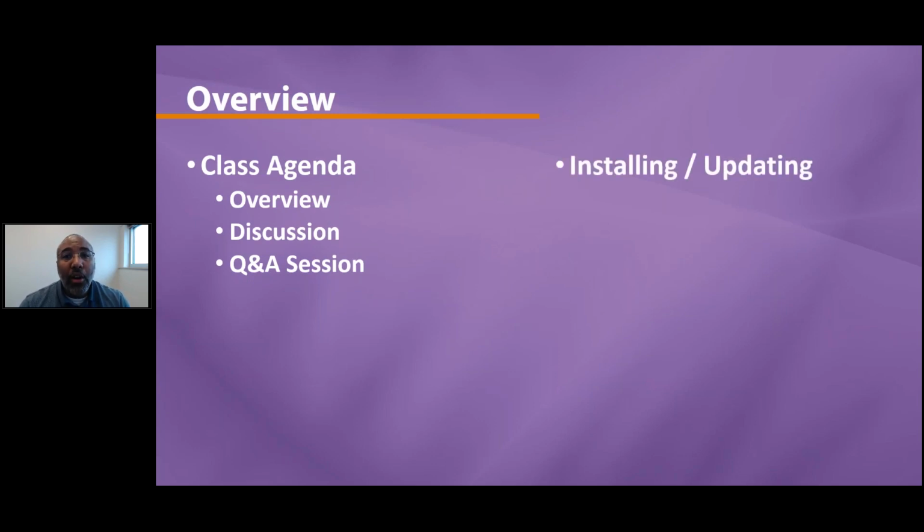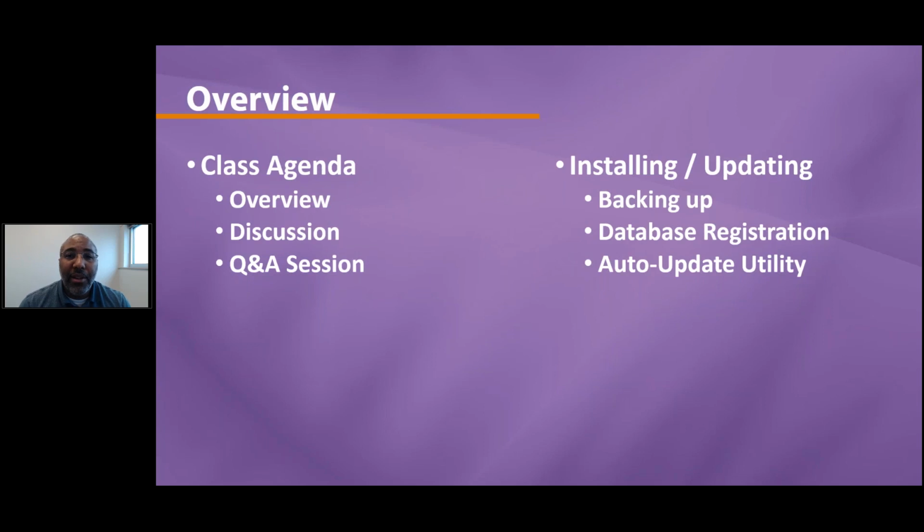So the very first part of our class, almost the first 30 minutes, is going to cover installing and updating your software. We'll start by showing the brand new backup utility, and show you how to register your database if you haven't done so yet. From there we'll discuss the new auto update utility, which we're all excited about. It'll allow people to easily update to the next feature pack or the next version of the software. The auto updater is what's going to do the installation.